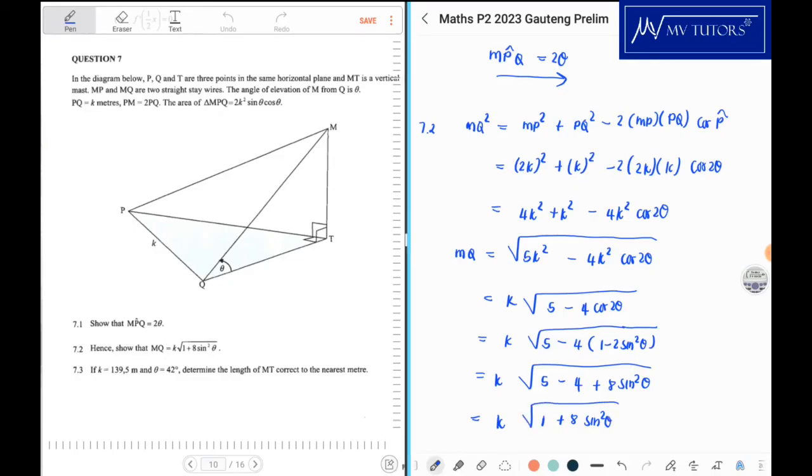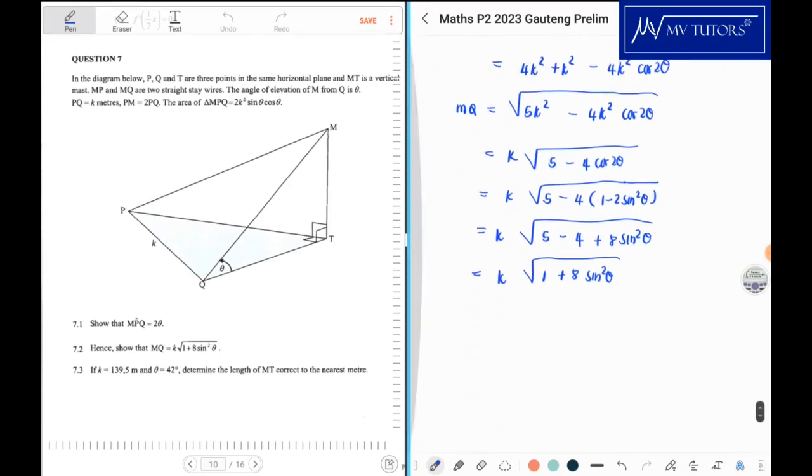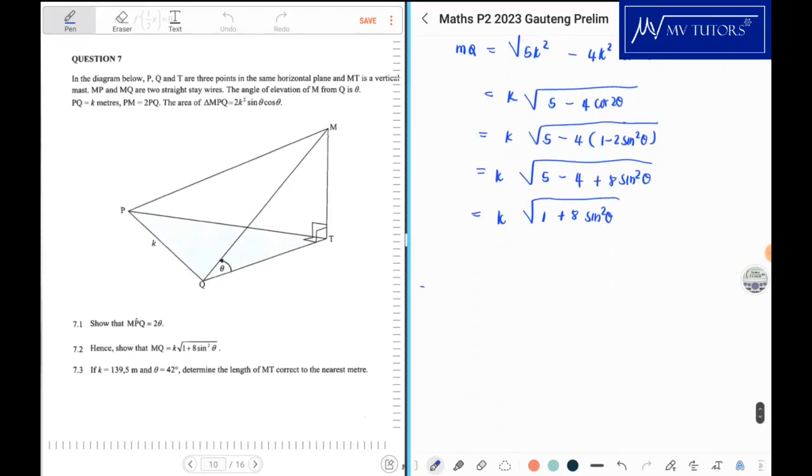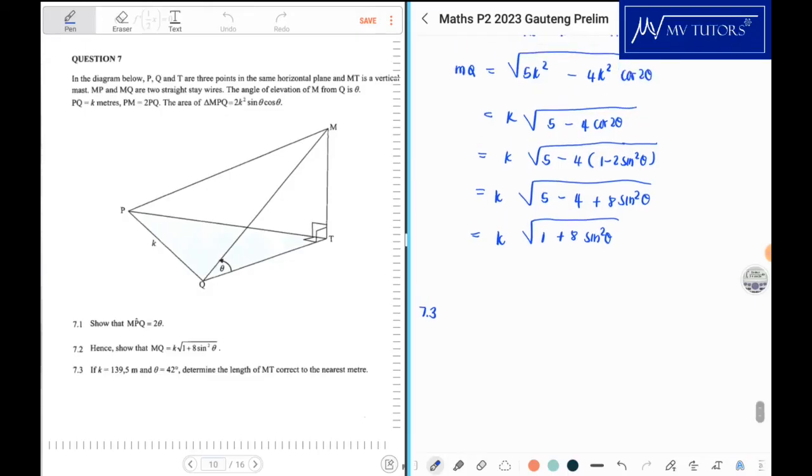And is that, yes, that is looking like the answer. And we are done with 7.2. Okay, for a moment I was getting worried that we're not getting to the answer, but here we are. Okay, now it says if K is 139,5 meters and theta is 42, determine the length of MT. Okay, let's go see.